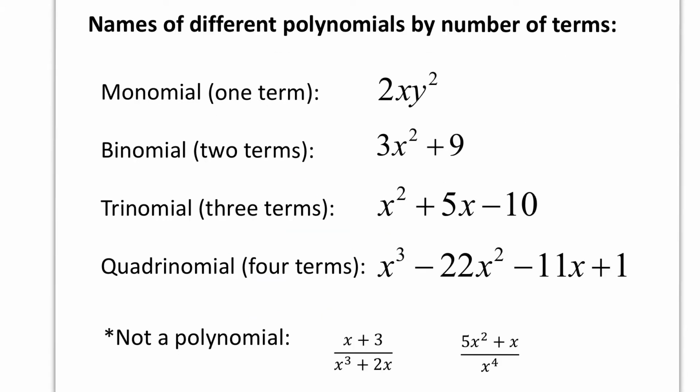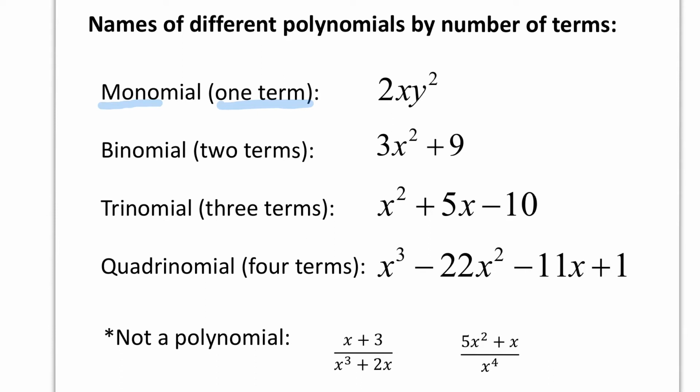So you guys see some names here, and notice that I have them in order from top to bottom. We have the names depending on the number of terms that the polynomial has. When you have only 1 term, that's called a monomial. You can see the root word mono. Mono means 1. So monomial is 1 term.